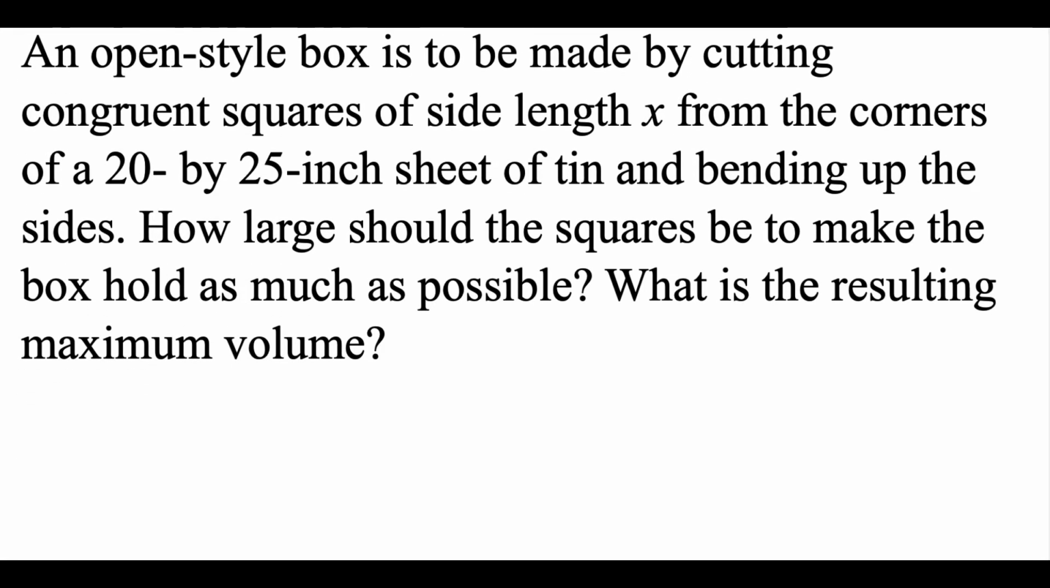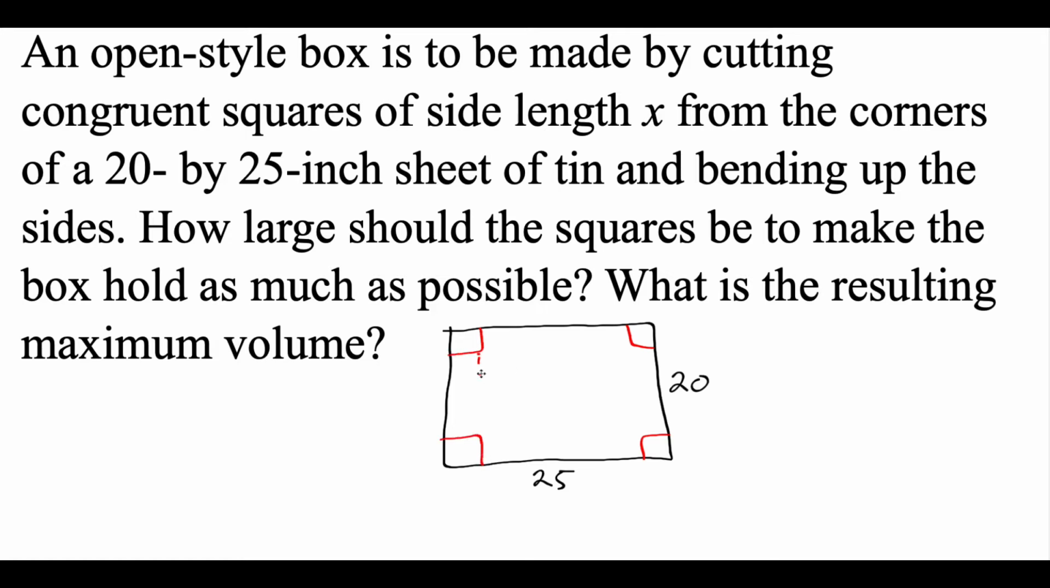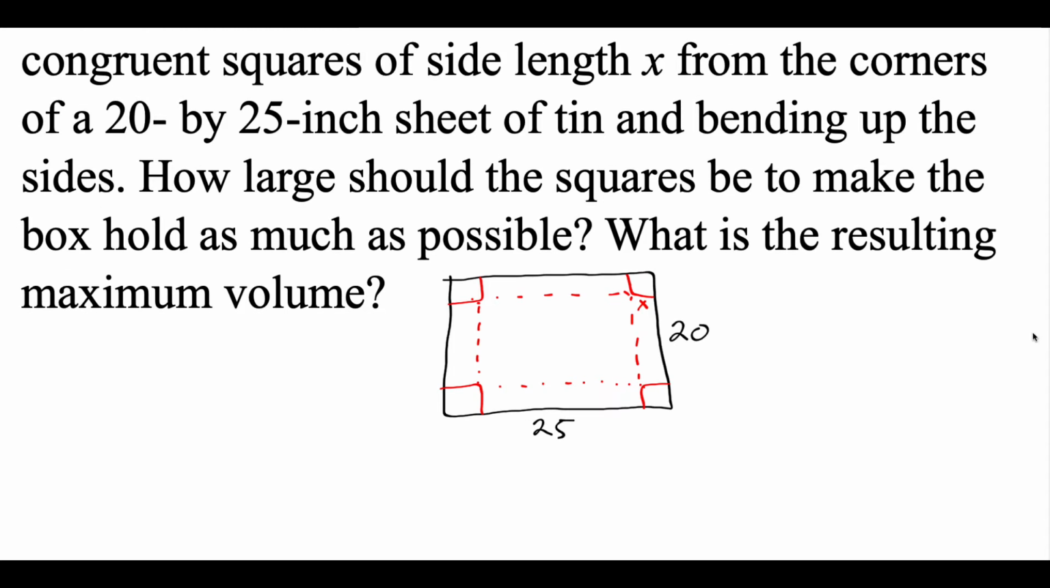I'm going to sketch out a picture of what's happening here. We are starting with a rectangular sheet of tin that is 20 by 25 inches, and we're cutting squares out of the corners to create flaps that we're then going to fold up to become the sides of our box. The side length of these squares is going to be some x value. Now we're really trying to maximize the volume of this box.